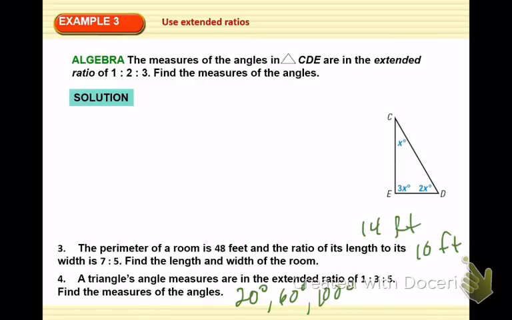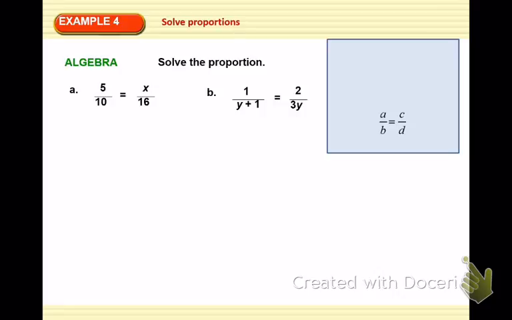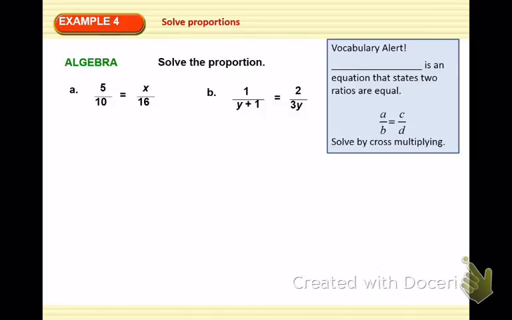Okay? All right. Now, we're getting into proportions. Okay, some quick vocabulary for you. A proportion is an equation that states that two ratios are equal. It's really important that we remember that because we're going to use that idea quite a bit. A proportion is an equation that says that two ratios are equal, letting us know that this ratio equals this ratio.